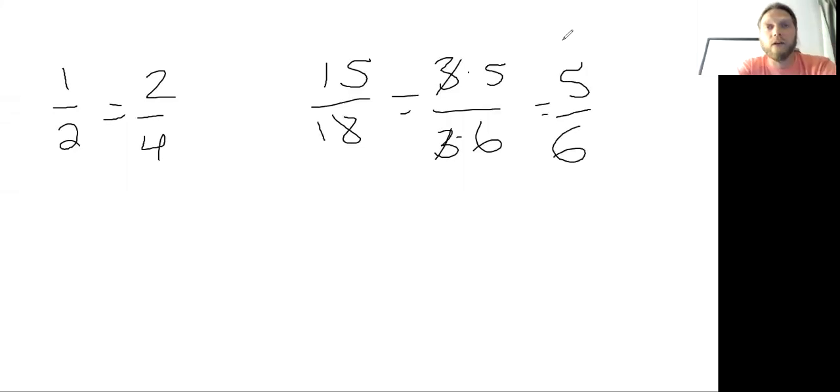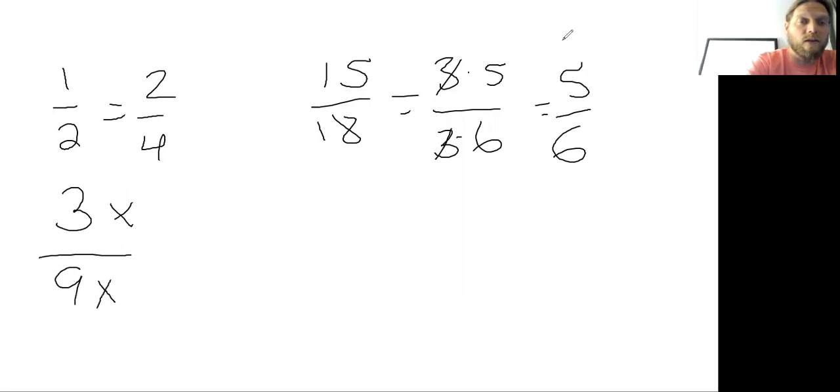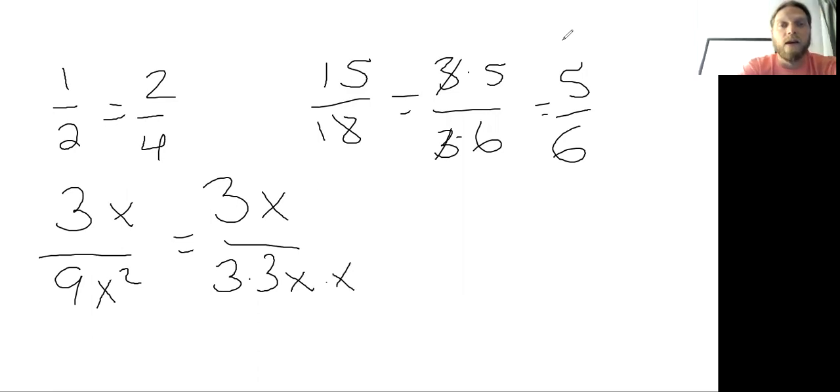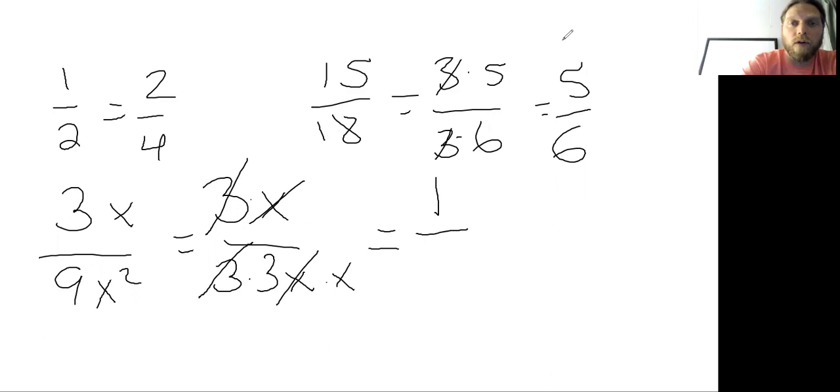But we can take that to be a little bit more complicated when we start bringing in variables. So for example, we could take 3x over 9x squared. We know we have 3x, and 9 is the same thing as 3 times 3, and x squared is the same thing as x times x. And we can look for things that are exactly the same. Using the associative property of mathematics, we can recognize everything's multiplied, and we can cancel things. We can say 3 cancels with 3, x cancels with x, and I'm left with everything canceled on the top, 1 over 3x.